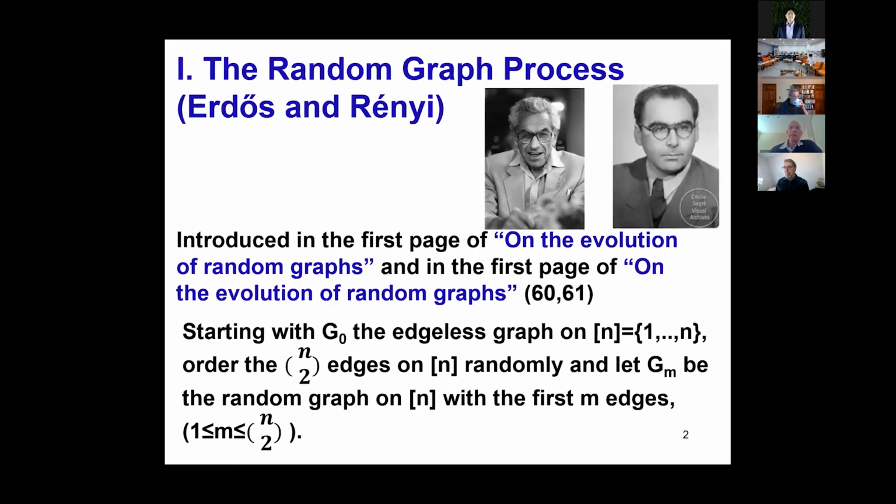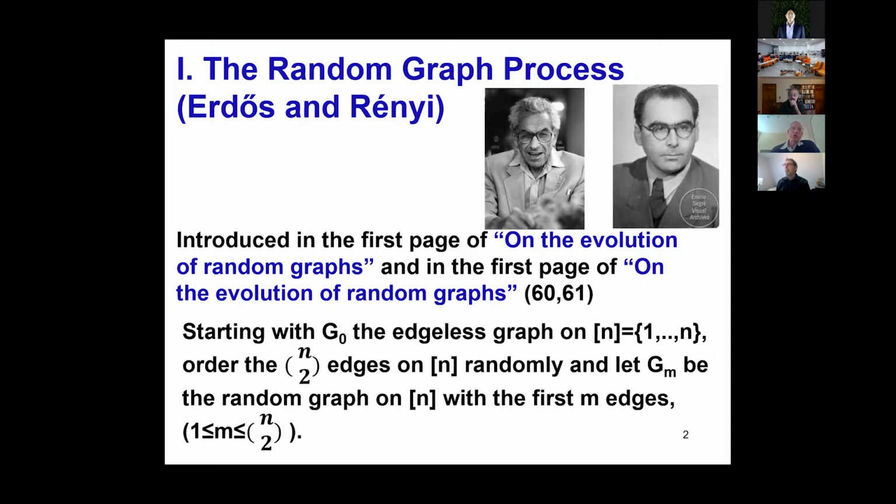So let me start with a random graph process that probably most of you know. That was due to Erdos and Renyi, and it's introduced in the first page of their paper on the evolution of random graphs. And this is not a typo. They have two papers with the same title. One is a short version, one is an old version.